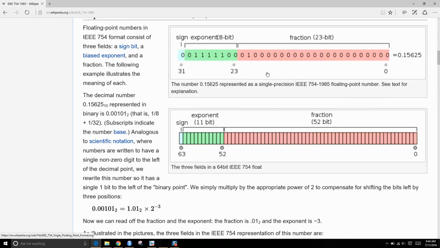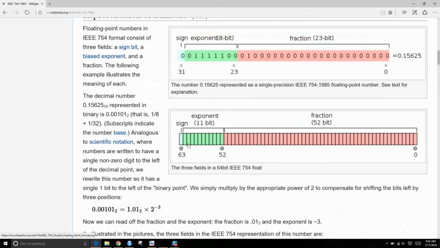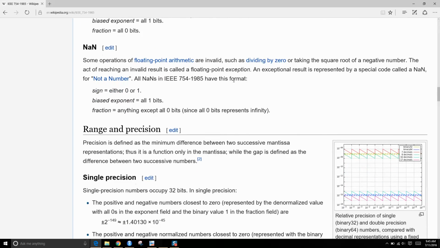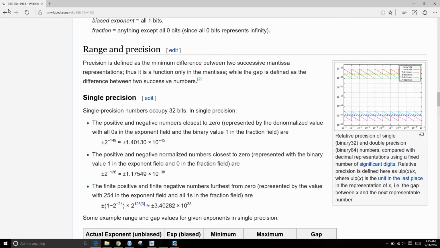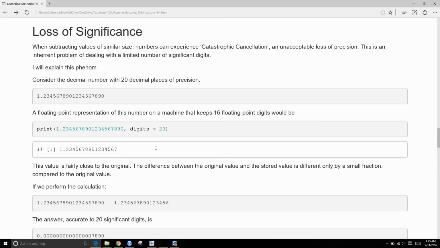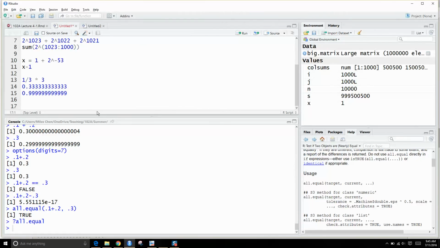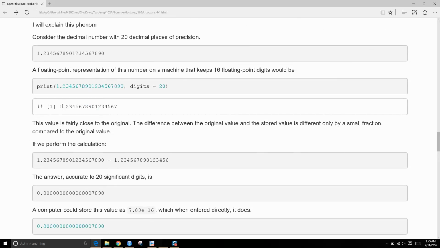And in 32-bit, it looks like this. So if you have a 64-bit system, this is what's going on. If you've got a 32-bit system, this is what's going on. And it talks about all of these issues. Okay, so on the computer, you can represent something like 1.2345678901234567, something like that, okay?